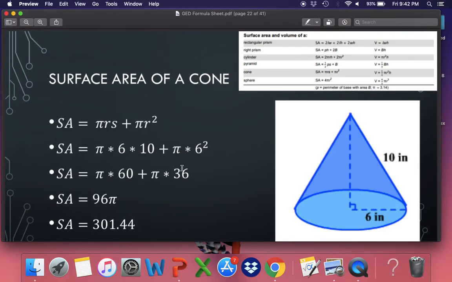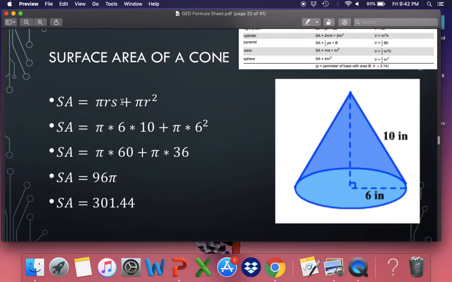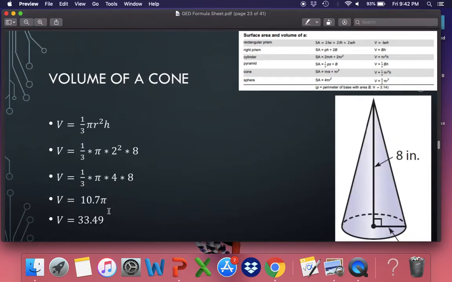Surface area of a cone is pi times radius times the slant plus pi times radius squared. So pi times your radius, which is 6, times the slant, which is 10, plus pi times the radius squared, 6 squared. So pi times 6 times 10 is 60, plus pi times 36. So 60 pi plus 36 pi will give you 96 pi. You convert it, and it's 301.44.